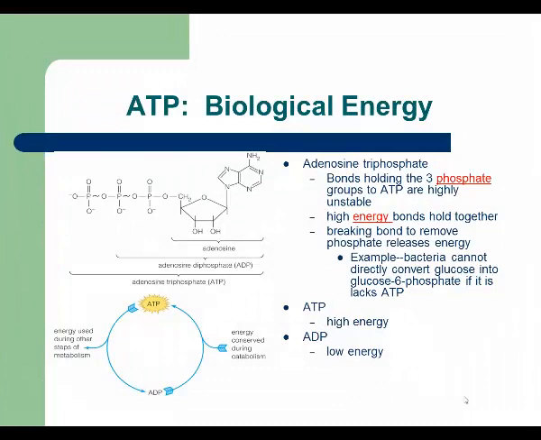Next, we will talk about the ATP molecule, or adenosine triphosphate molecule, which is a source of biological energy for any cell. Adenosine triphosphate is composed of two main parts: adenosine, which is a sugar, and three phosphate groups. Remember, the formula of a phosphate group is PO3.